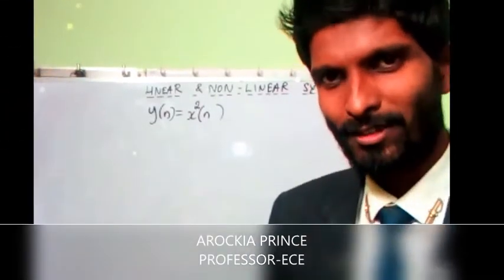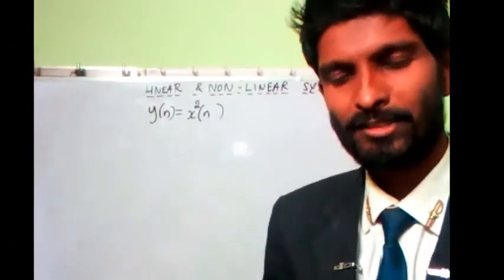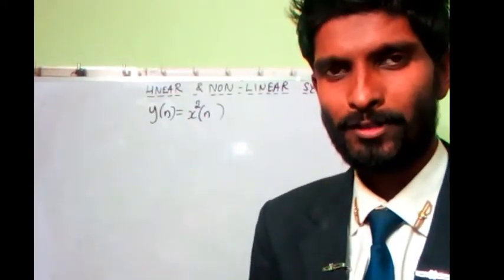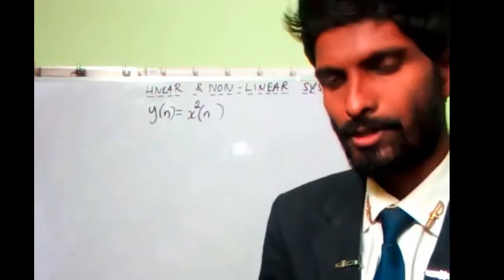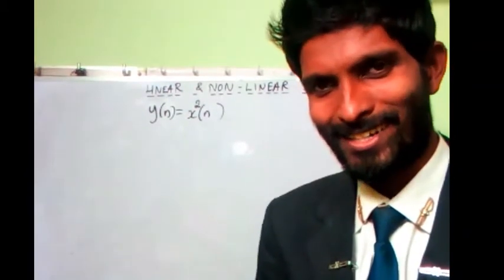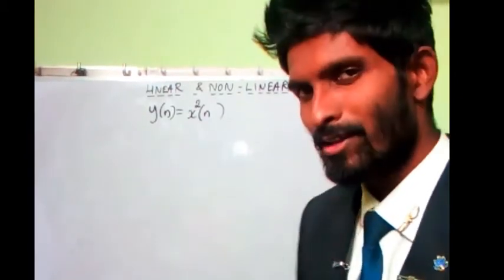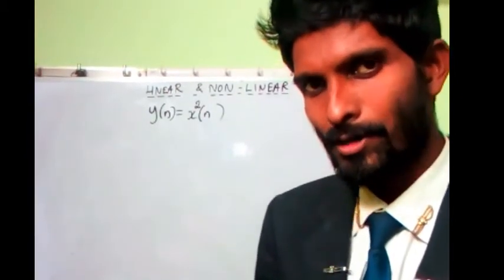with another function called non-linear, right? In the last class we saw about linearity, and now I have another example for you, and I'll tell you how the non-linearity comes. Okay, so please listen properly. Now I have the example y of n is equal to x square of n.